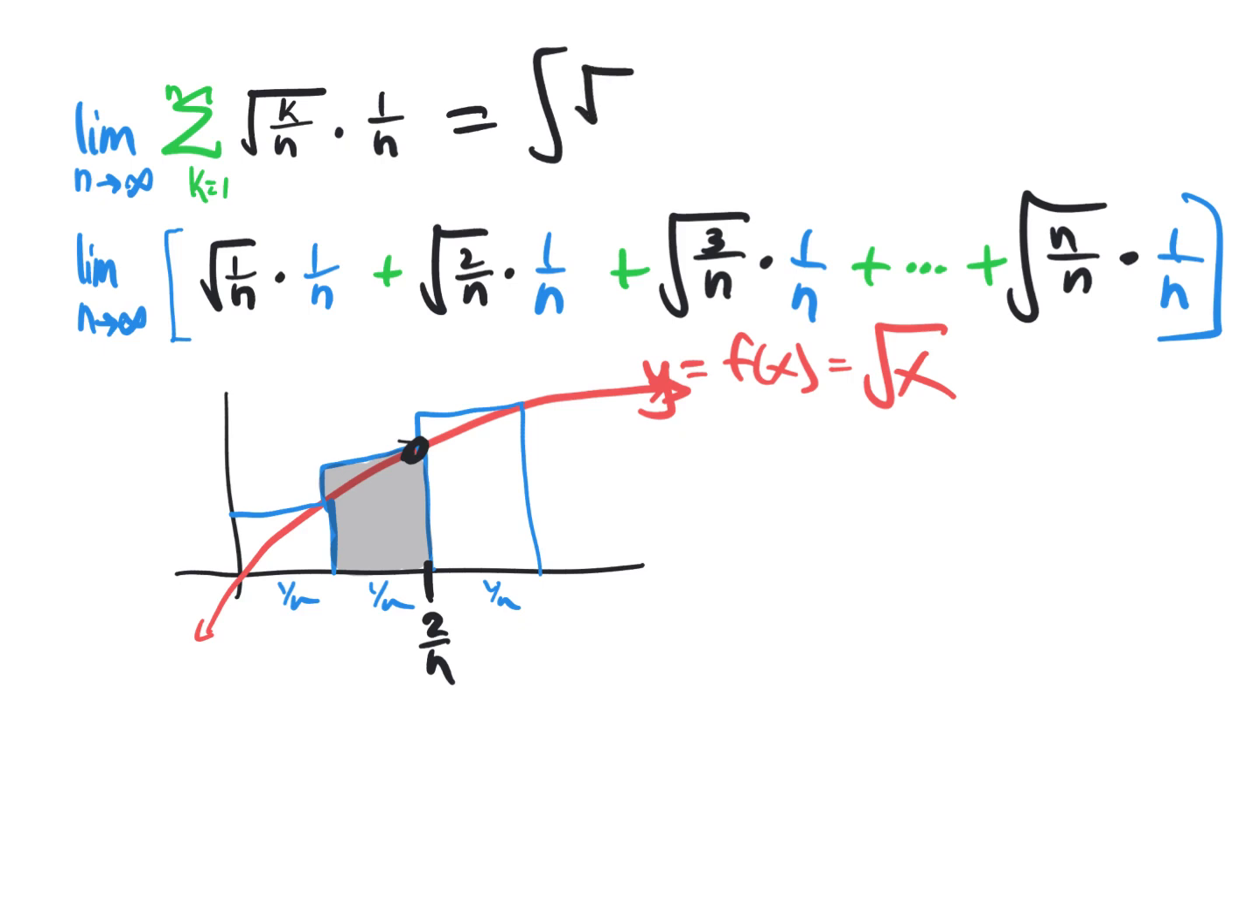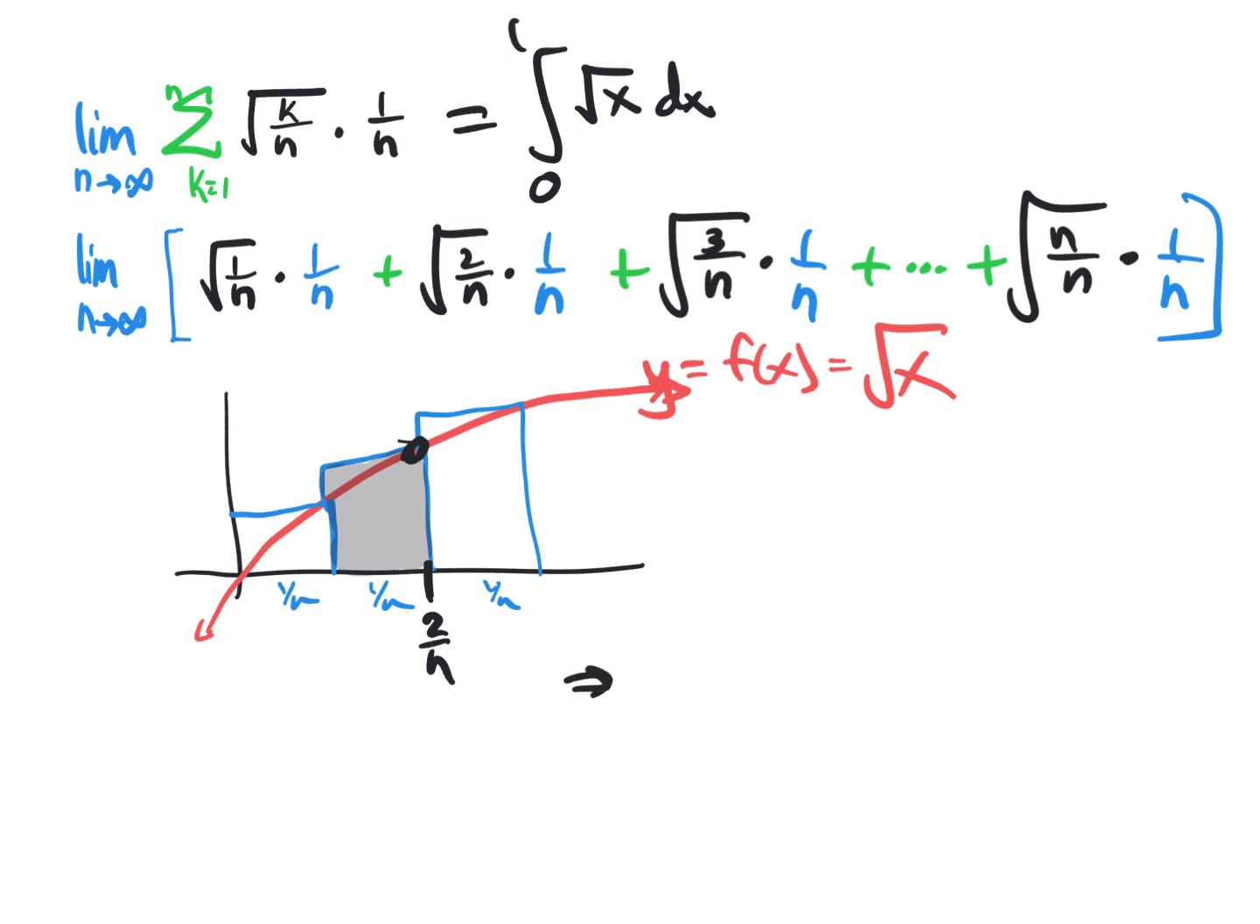The definite integral of the square root of x dx. And you can see that we started at 0, and how far do we go? Well, what was our last x value that we input into our function f to get our height for the last rectangle? It was n over n, which is equal to 1. So there we go, and that's how we find the answer to this question.